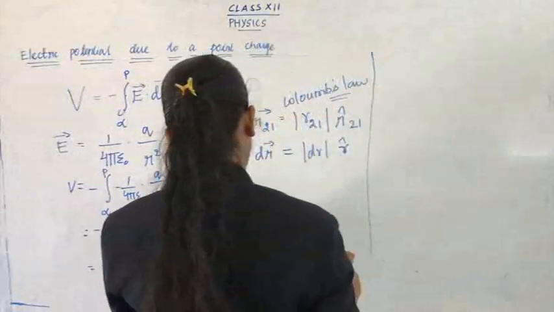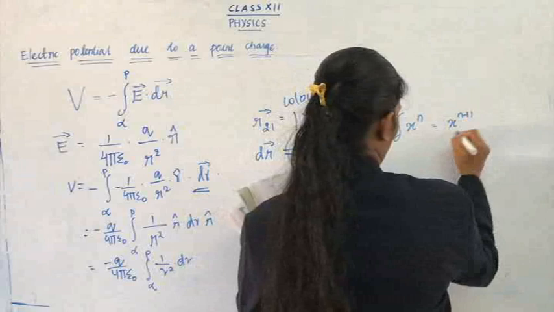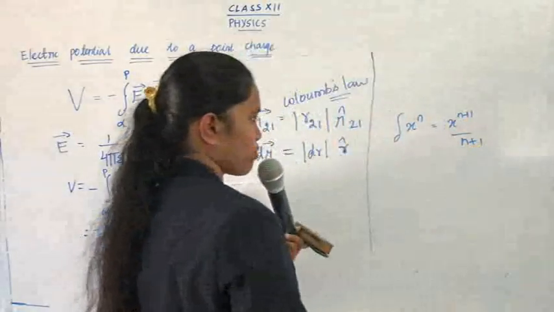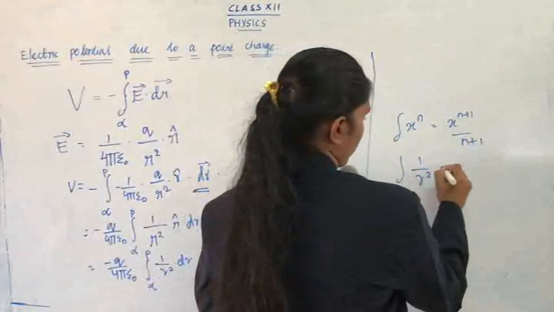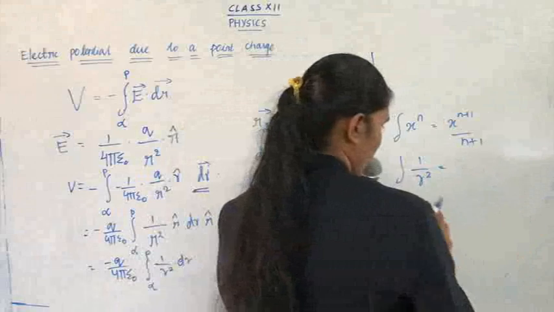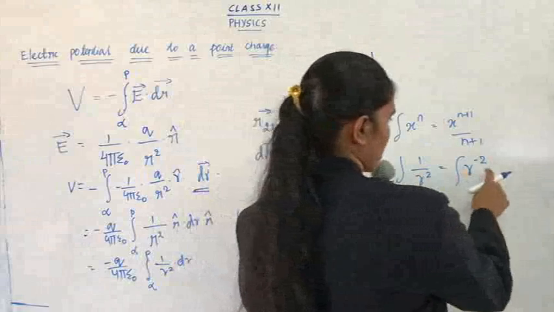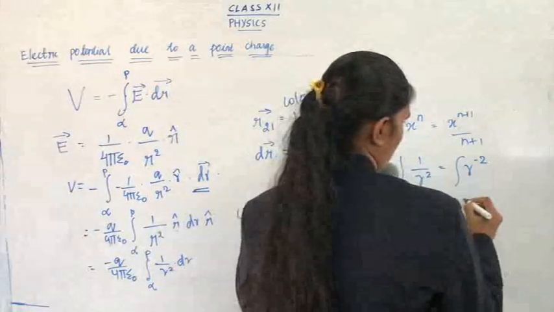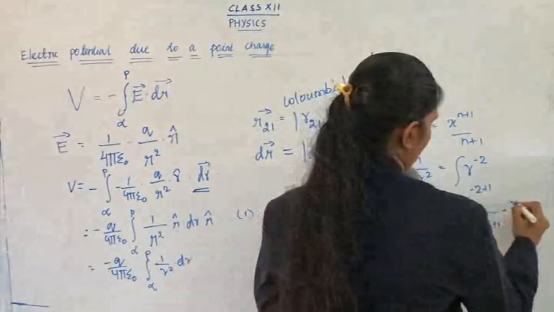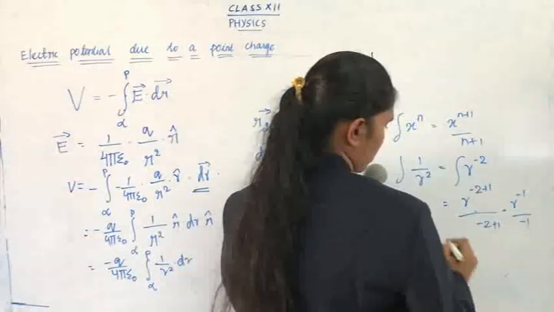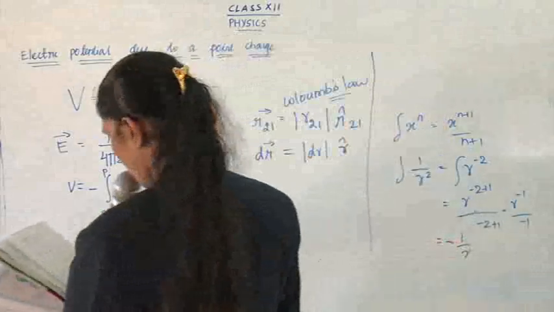Now, what is the integration? Integral of x power n equal to x power n plus 1 by n plus 1, isn't it? This is the formula for integration. See here, 1 by R square. How can we integrate it? We can write this as R power minus 2, right? So R power minus 2 plus 1 by minus 2 plus 1. What happens? R power minus 1 by minus 1. Then we can write it as minus 1 by R.